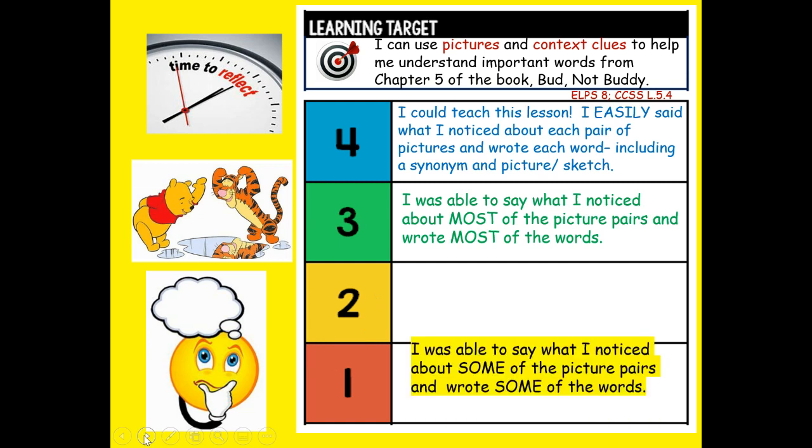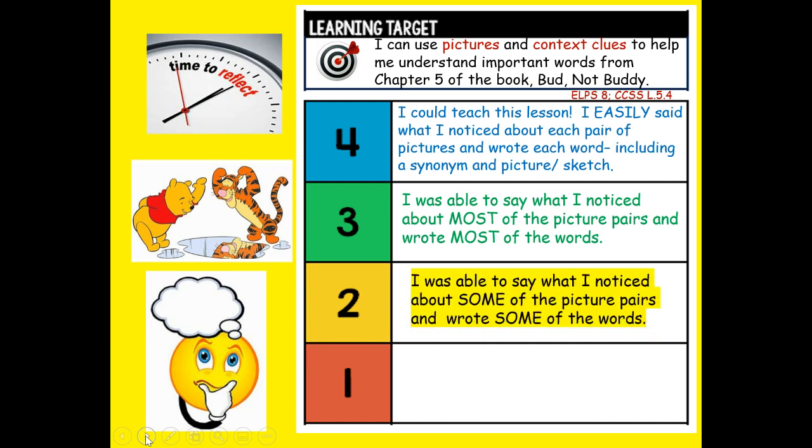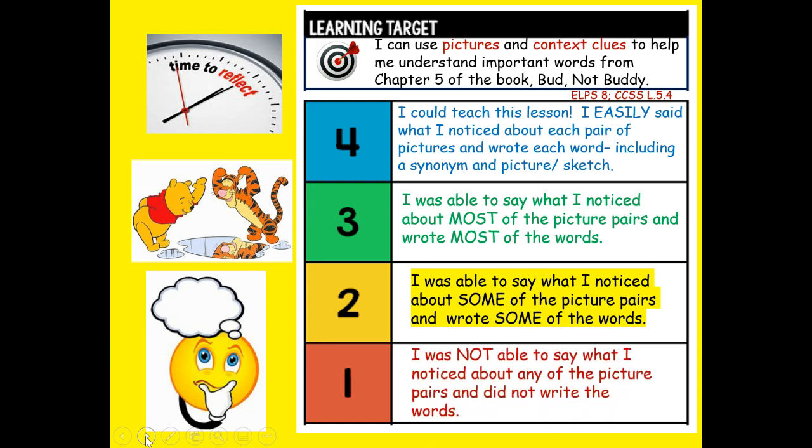Or would you give yourself a 2? I was able to say what I noticed about some of the picture pairs and wrote some of the words. Or 1, I was not able to say what I noticed about any of the picture pairs and I did not write the words. So how do you think you did on a scale of 4, 3, 2, or 1?